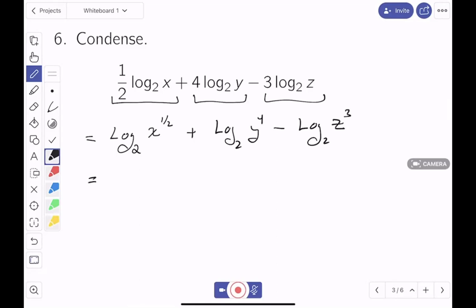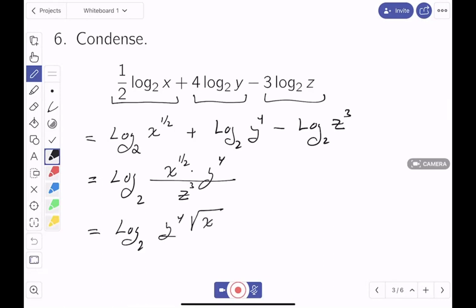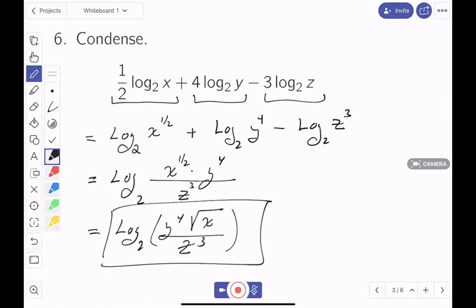All right. Now what are we going to do? When I see additions and subtractions, I can combine those together. It's going to be log base 2 x to the 1/2 times y to the 4th. Now minus z cubed, so it's going to be divided by z cubed. Let me simplify it a little tiny bit. Log base 2 y to the 4th power square root of x over z cubed. I condensed it. All right, look at the answer key. Make sure you're staring at that answer, and of course you're staring at that answer.